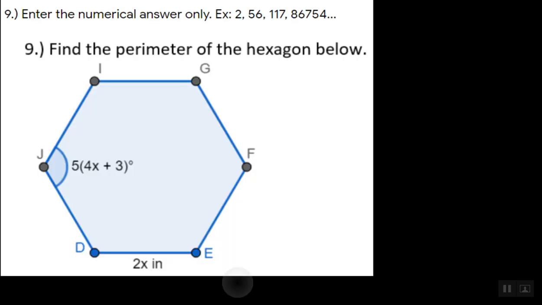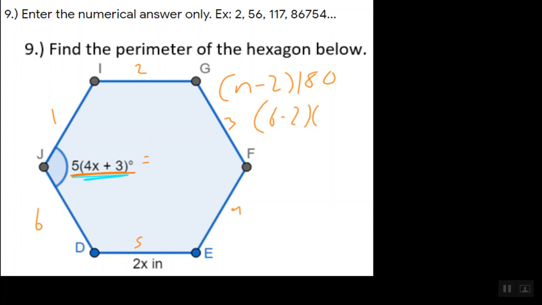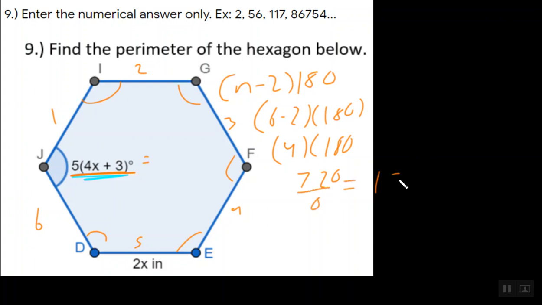All right, moving on. Okay, for number 9, it says find the perimeter of the hexagon below. So remember, to find out what this right here is equal to, we'll have to use the formula n minus 2 times 180. Now, of course, this has 1, 2, 3, 4, 5, 6 sides. So we'll do 6 minus 2 times 180. 6 minus 2 is 4 times 180, and 4 times 180 is 720. Now notice that there are 6 angles in total that are all the same because this is a regular hexagon, and so we'll have to do 720 divided by 6, which is 120.